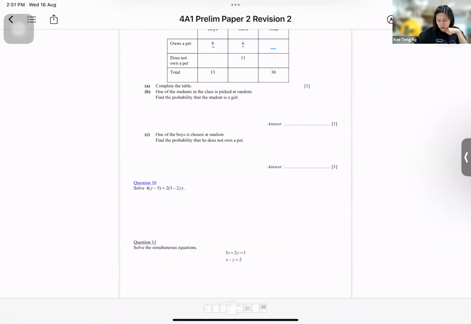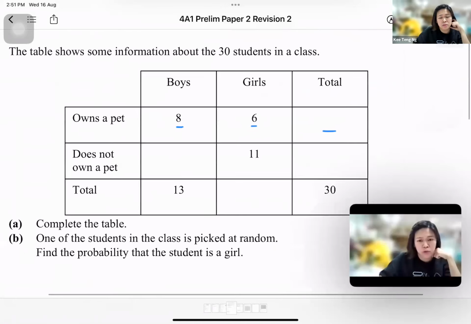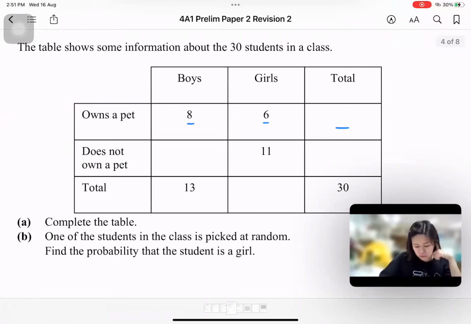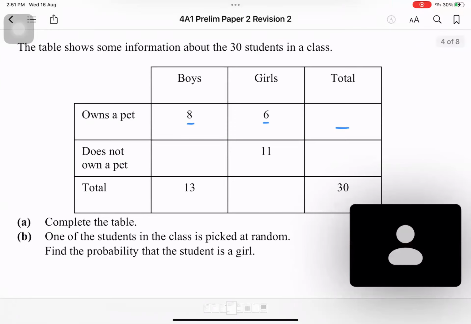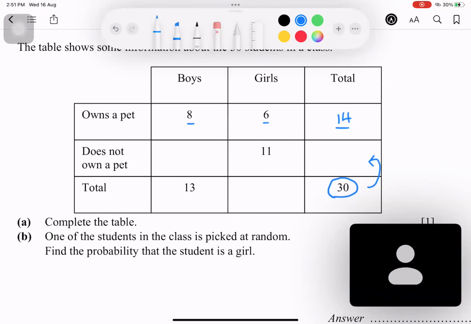Alright. Then this one over here. Check what can we fill up first. I got 8, I got 6. So what is the total? 14. So here we can fill out the number 14 first. I know the total is 30. How can I find the total for people who do not own a pet? Minus. 30 minus 14.